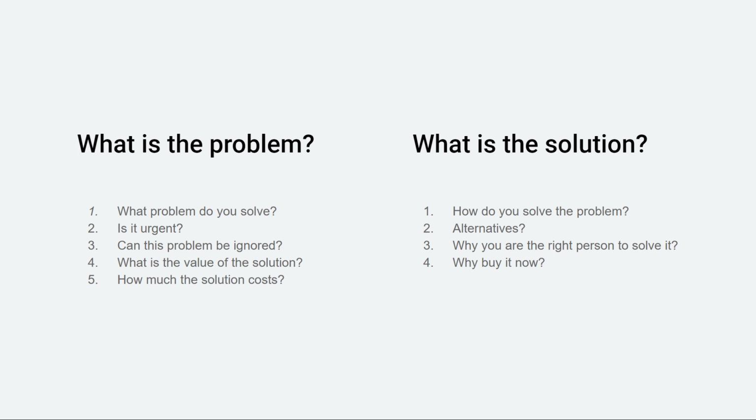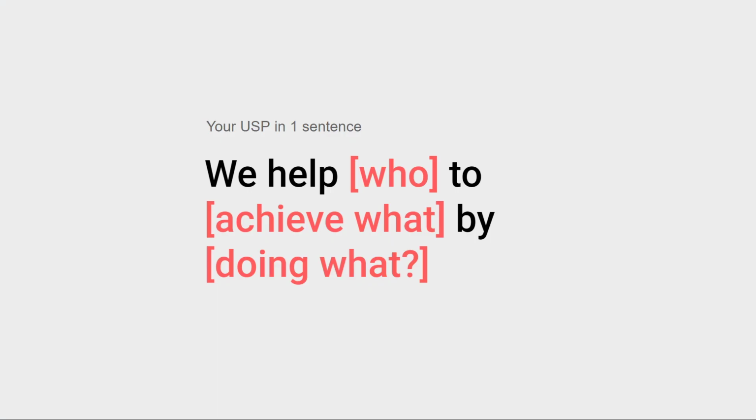So think about all these things, and that will help you identify the whole strategy and everything about your business. And the USP of your business in one sentence is this: we help who, by identifying who our target market is, to achieve what. So what do we help them to be able to do, by doing what? This is the formula for a USP in one sentence, your unique selling point: you help somebody achieve something by doing a specific action.